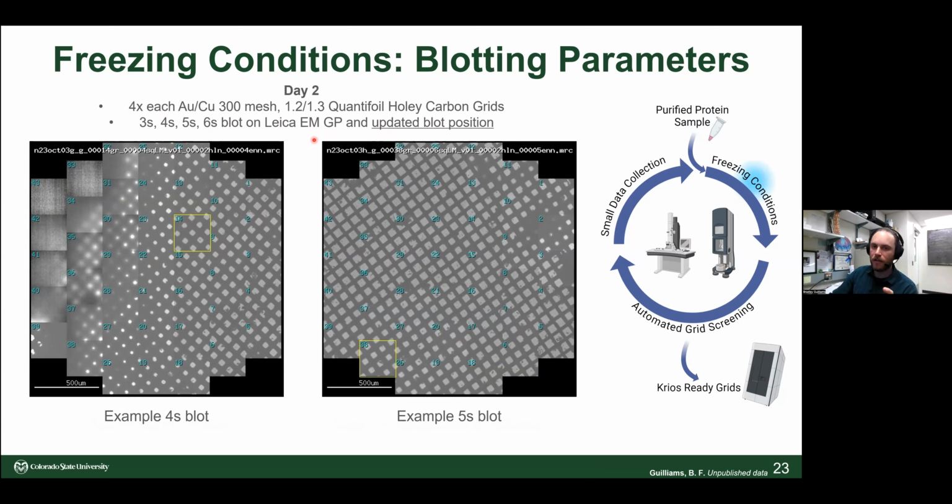EMGP does not have a measure of this, and it only has a single arm that it uses to blot proteins. But you can manually move the position of the arm as a way of getting a firmer blot. In day 1, I was getting inconsistent blotting, and by updating the blot position and focusing on these longer times, I'm consistently getting things in this 4 to 5 second range that look okay. Here is a slightly thicker 4-second blot grid, but there were still regions of this grid that looked thin and usable. Okay, so we've narrowed down the blot time on some known grids here.